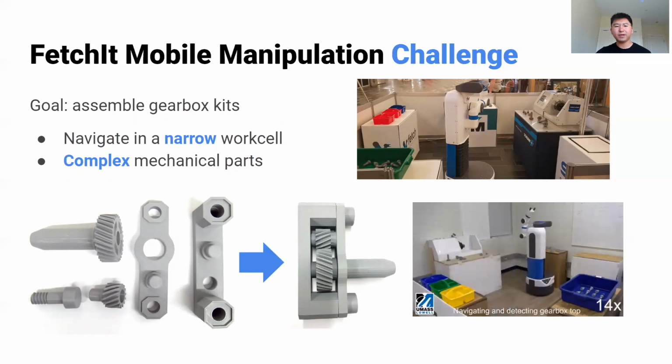As you can see from the bottom left photo, they include a large gear, a screw, and a small gear. On the right side, there are the gearbox top and bottom. The narrow arena and the irregular objects make the problem very challenging.